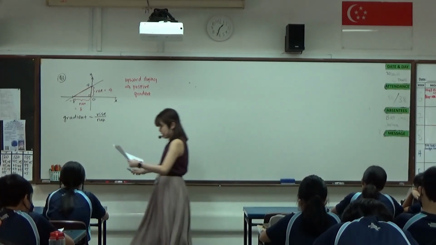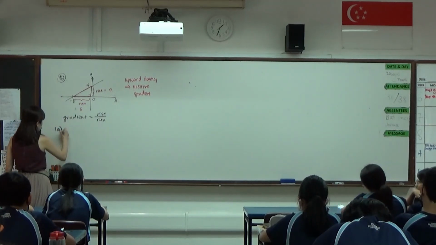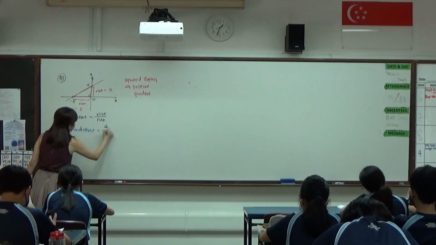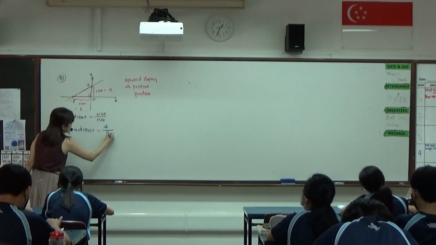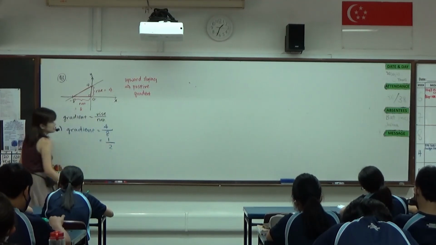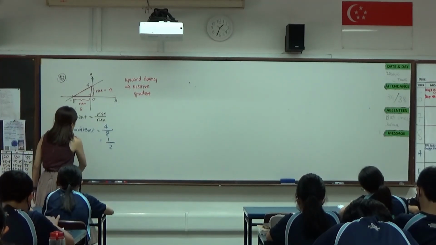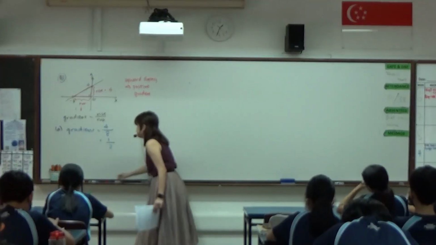Answer part A, our gradient will be equal to 4 for the rise and the run is 8, which gives us a positive value of half.